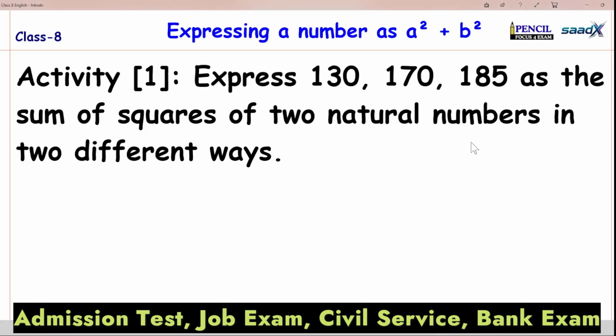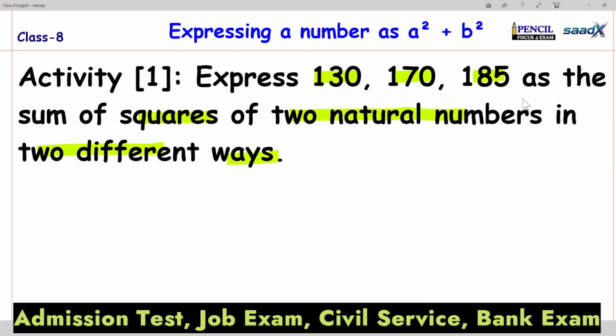Welcome to the new video. In this video, we will learn how to express 130, 170, 185 as the sum of squares of two natural numbers in two different ways. Let's get started. That means we will express a number as a square plus b square. So first, here is 130.